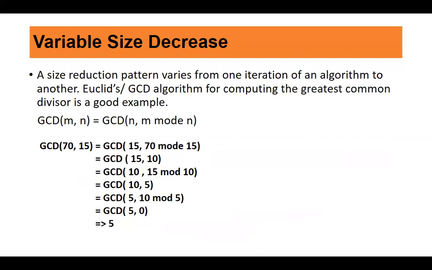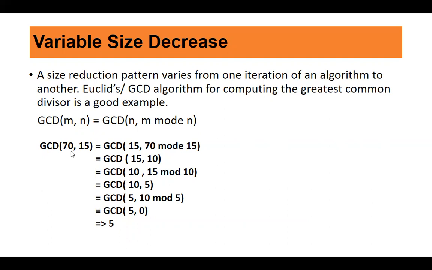Next, we have variable size decrease. Here, in case of variable size decrease, the size reduction pattern varies from one iteration of the algorithm to another. So the best example is Euclid's GCD algorithm for computing the greatest common divisor, right? So here to calculate GCD of m comma n, the solution is given as GCD of n comma m mod n, right?